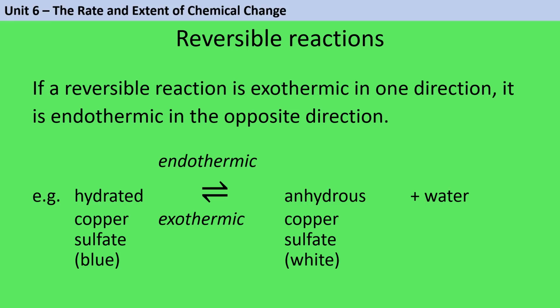If you heat up some hydrated copper sulfate, which is blue, you can make a white powder called anhydrous copper sulfate, and that's an endothermic process. You have to heat it in order for it to happen.